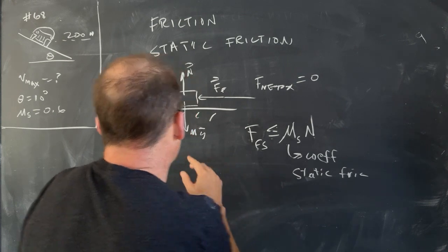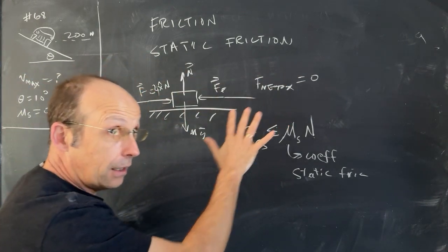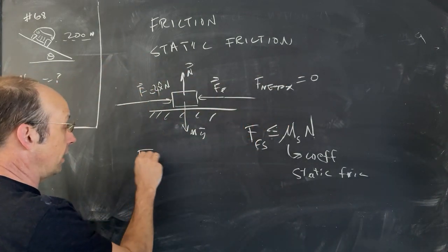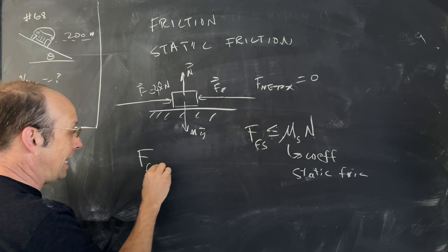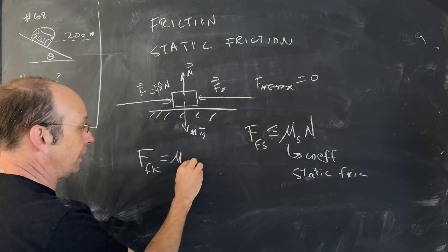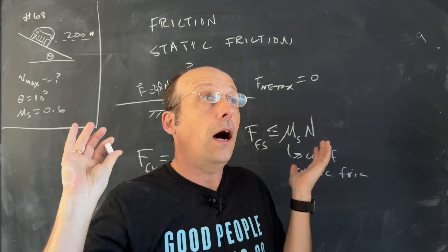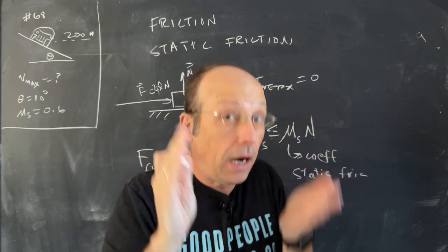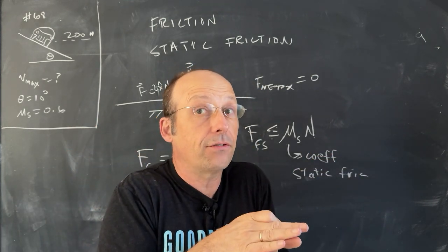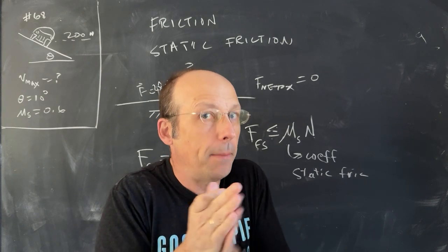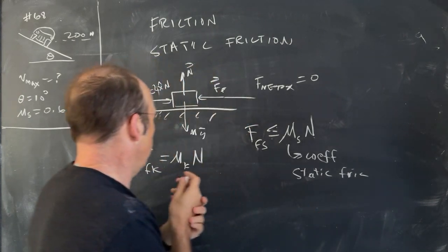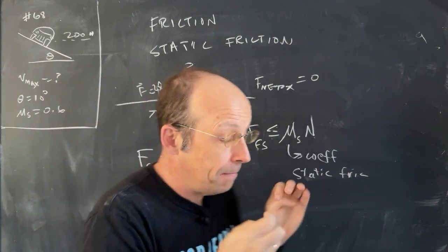Now, when the two surfaces are actually sliding, then we have a different model, and it looks like this. F kinetic is equal to the coefficient of kinetic friction times the normal force. Now, it's just a value. And it's, again, in the direction parallel to the surface to prevent things from moving. So it wants to make them stop sliding. Okay, so those are our two models for friction.